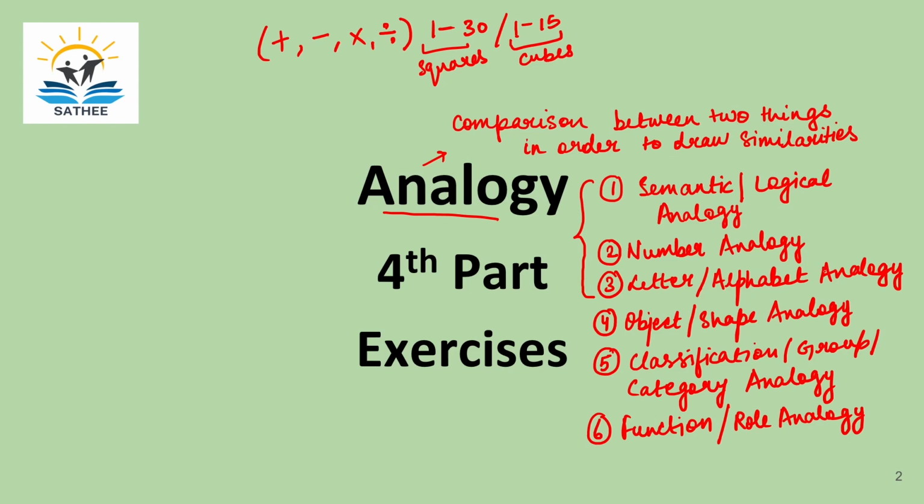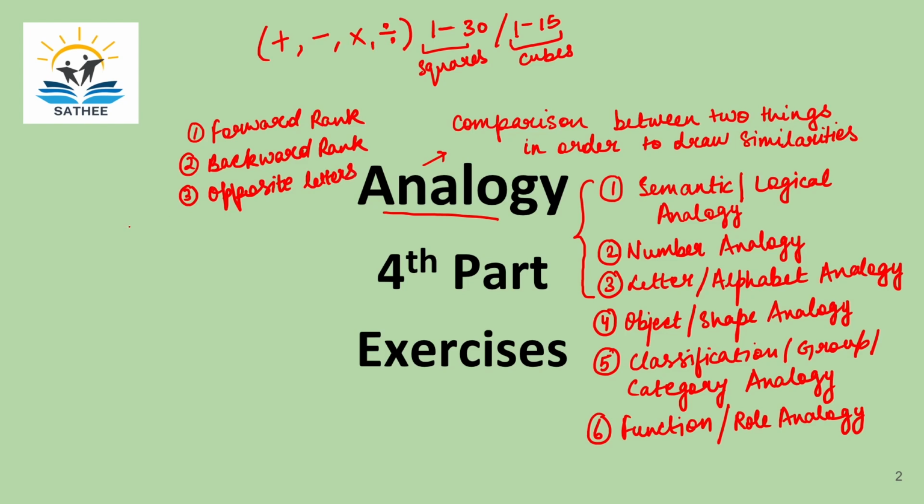In letter alphabet analogy, we used the same concepts that we learned in alphanumeric series and coding and decoding. We used four concepts. First was forward rank, then we discussed backward rank, then we also used the concept of opposite letters, and we also used the concept of loop. So all these four concepts were used in letter alphabet analogy. This is all that we discussed in the previous lectures.